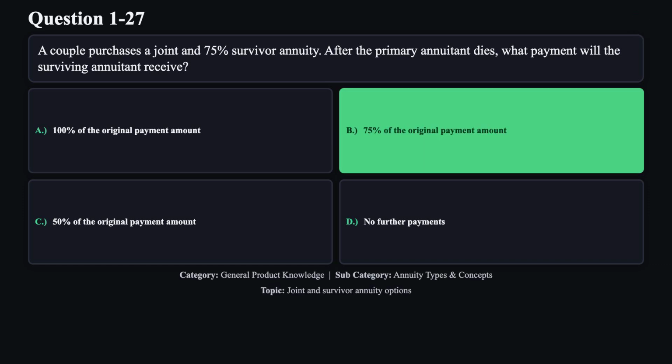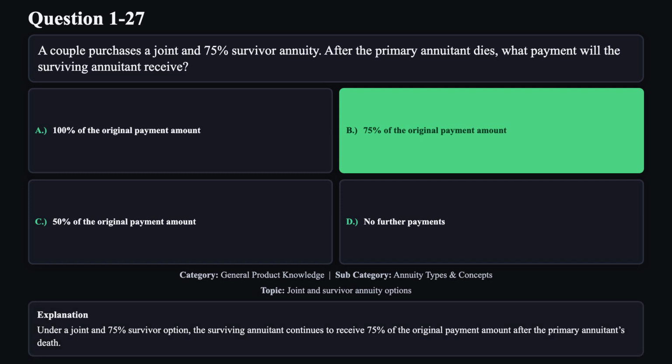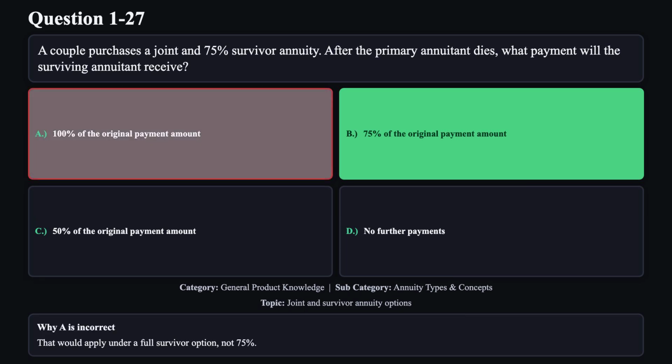The correct answer is B. Under a joint and 75% survivor option, the surviving annuitant continues to receive 75% of the original payment amount after the primary annuitant's death. Reason A is not correct. That would apply under a full survivor option, not 75%.